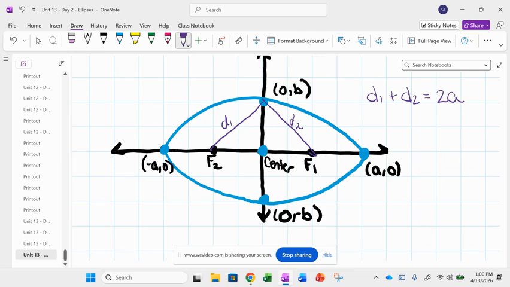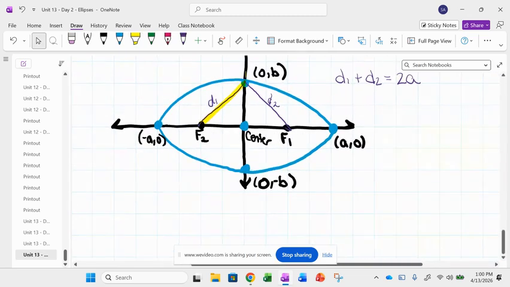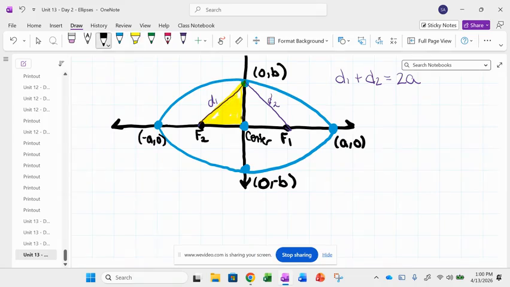Okay, so now let's say I want to find the focal length. What is the focal length? The focal length is the length from the focus to a point on there. What we're going to do is use this right triangle that we have here. Oh, sorry, not that. The focal length is the distance not from F2 to 0, b. It's going to be from F2 to the center. That's the focal length that we're going to call c. This is what we want to find. The distance from the focus to the center is the focal length.